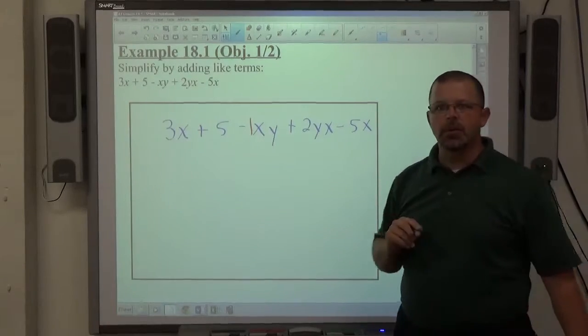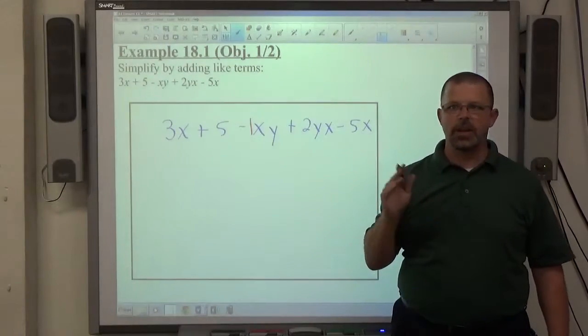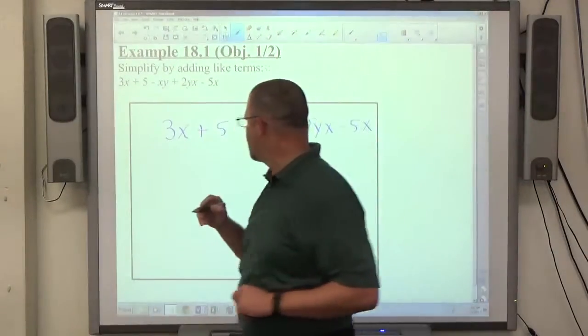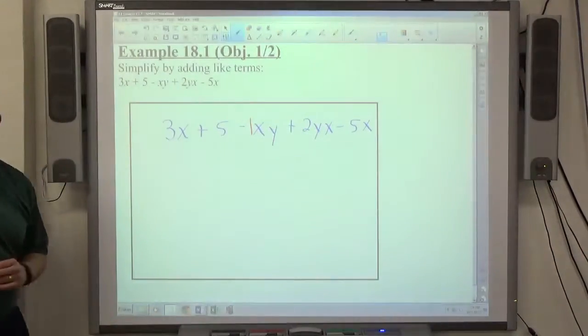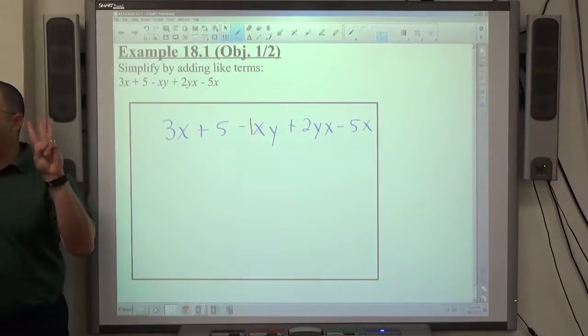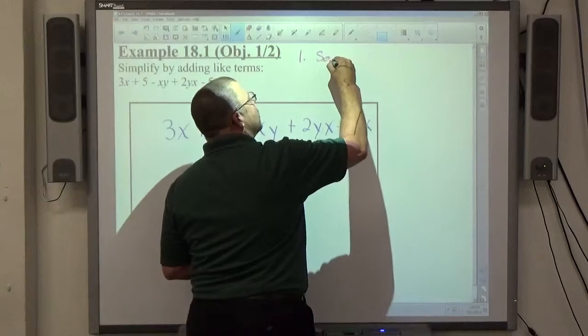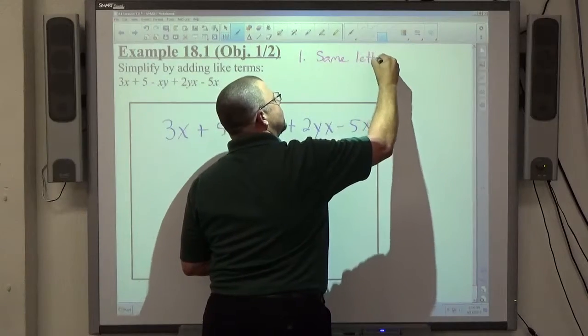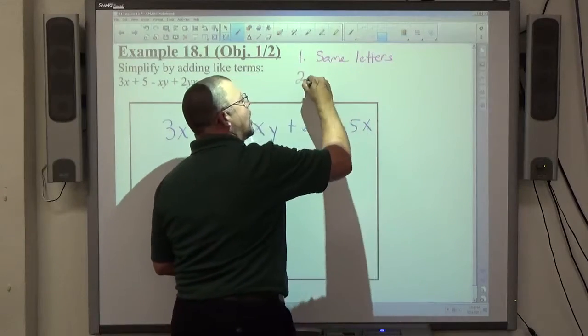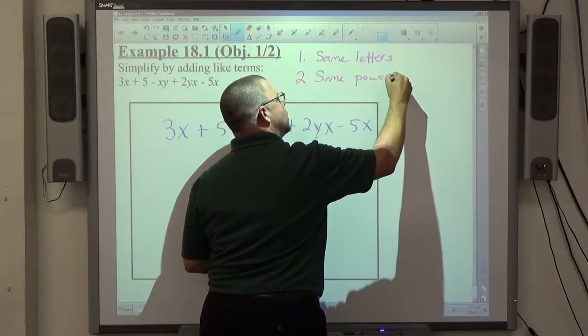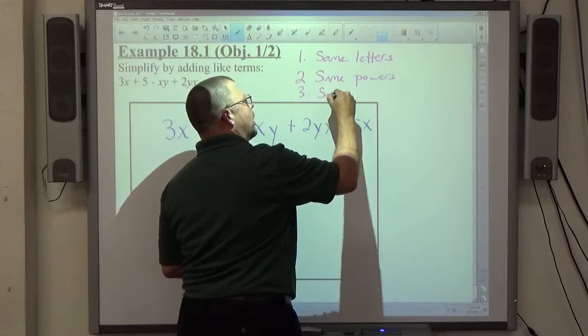The second thing I want you to do is use underlining. I know you guys don't have different colored pencils, so I'll show you, if you were using a pencil, how I would do it on my paper. What we're looking for is what's called like terms. And there's 3 criteria that make like terms. The first criteria is the same letters. The second criteria is same powers. And the final criteria is same location.